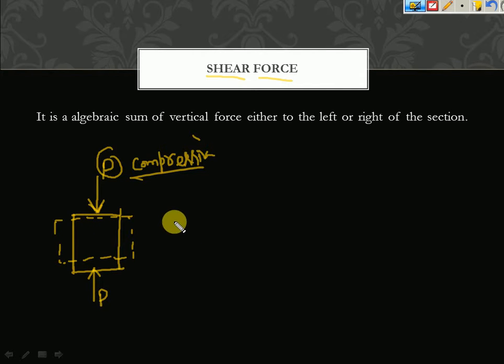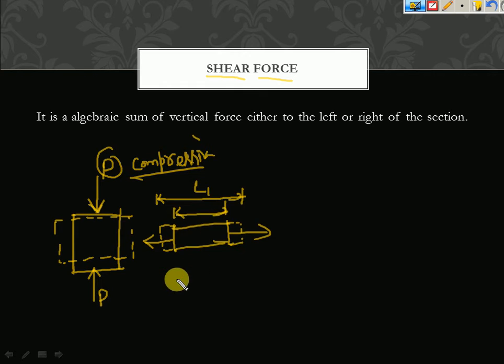Fine. Next one, if I take some body like this, if I pull it like this, which is away from the body, the body is going to get expanded. Okay, if this is the length L and this will be length L1, the body gets expanded. This type of force is called tensile force.